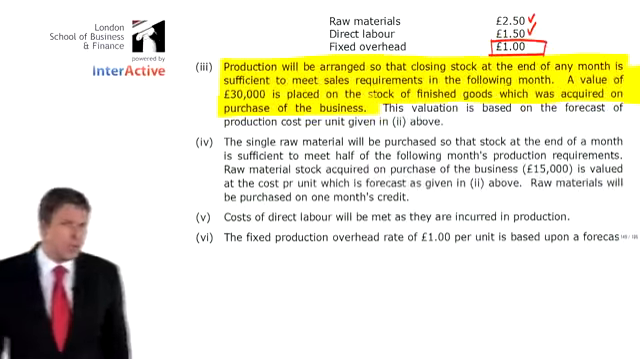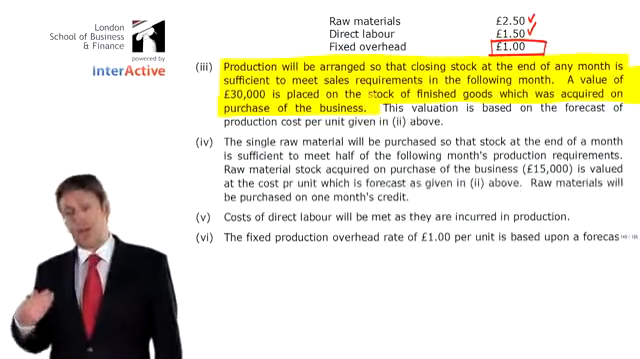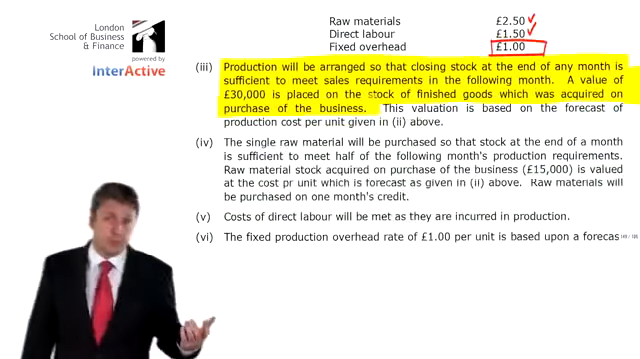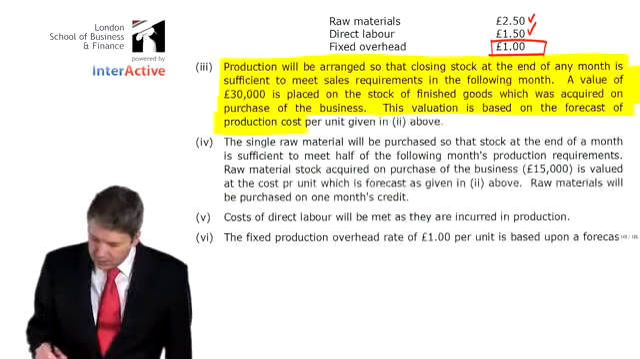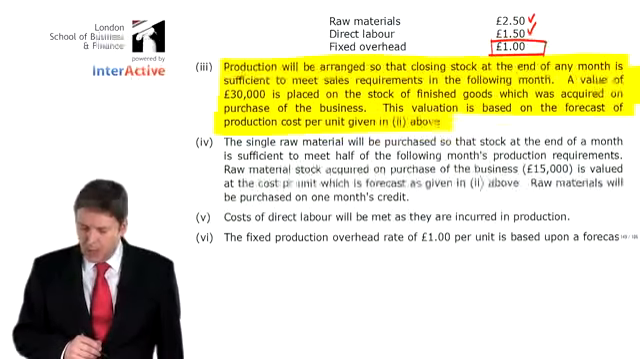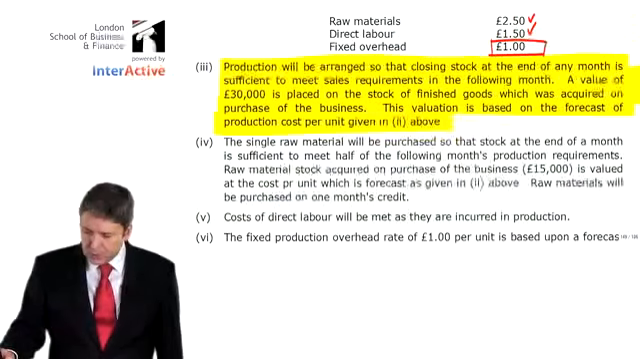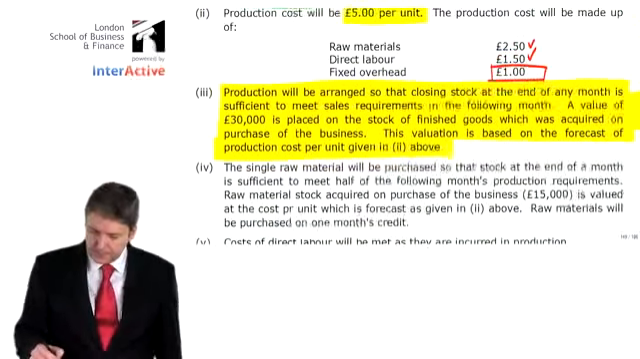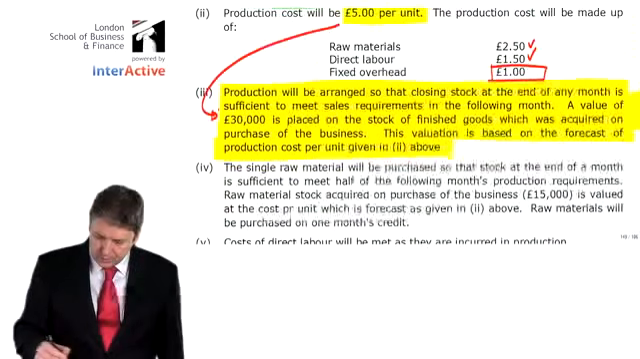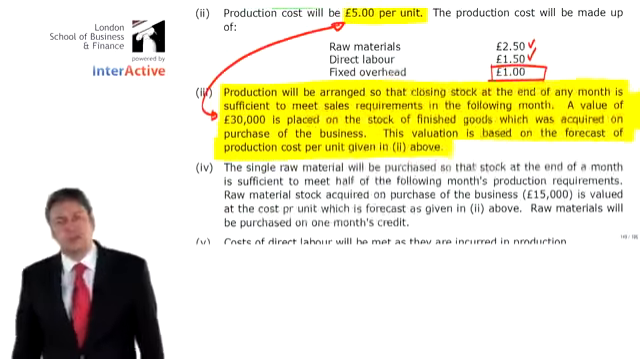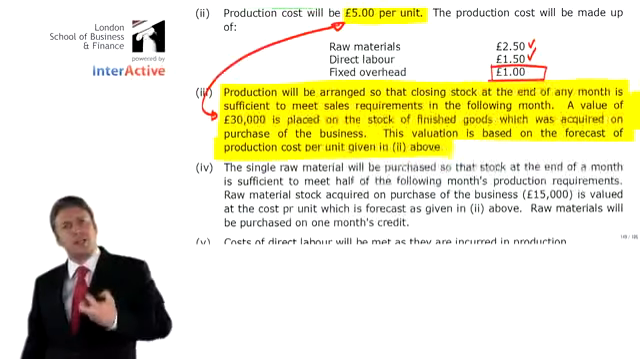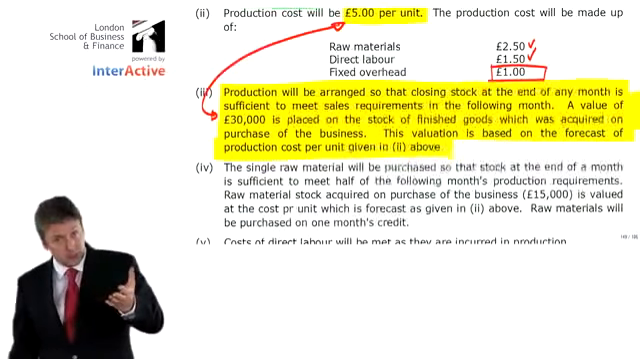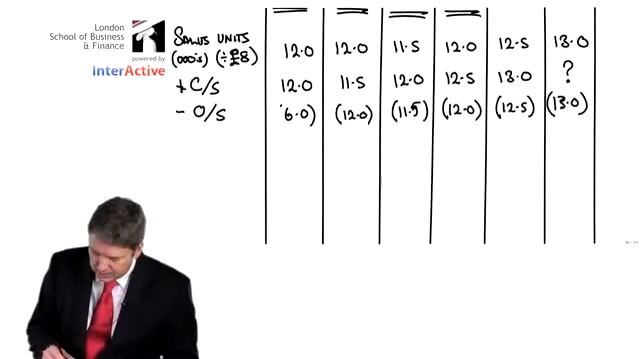The only thing we have to be slightly careful about is this. We've got a value here in pounds, and of course we want it in terms of units. So if we read on, this valuation is based on the forecast for production cost given above. Oh. So what's happening here is this. That 30,000 relates to that £5. And if that's the case, couldn't we simply say 30,000 divided by 5, that gives us 6,000 units? Simple as that? Wow. It's all coming together. We have an opening stock of 6,000.